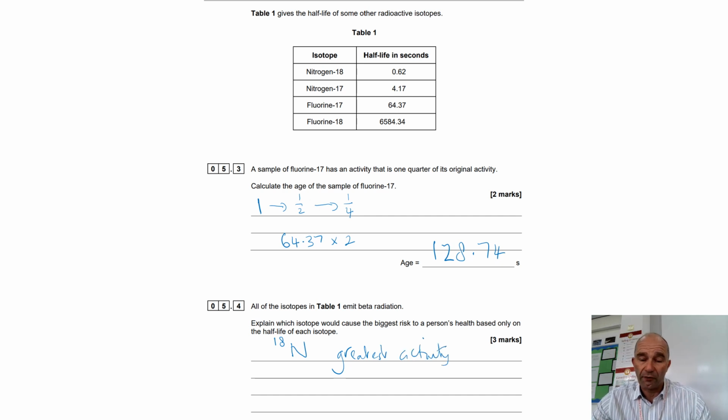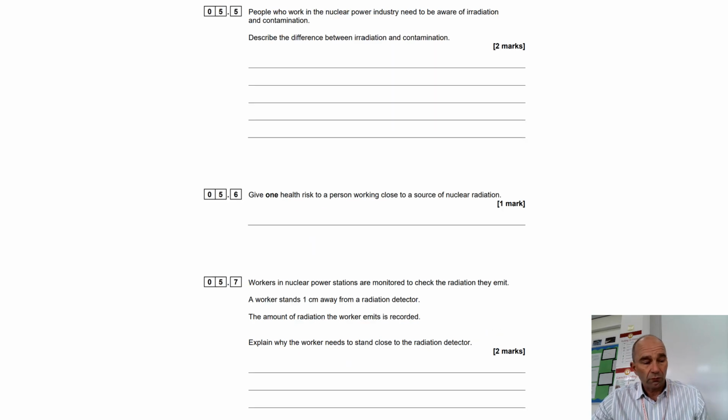So it's rapidly giving off its radioactivity, which of course means that a much larger dose of radiation is being absorbed by the person. That's quite a tricky one, so if you did get all 3 marks on that, well done. Right, and then 5.5, people who work in the nuclear power industry need to be aware of irradiation and contamination. Describe the difference between irradiation and contamination.